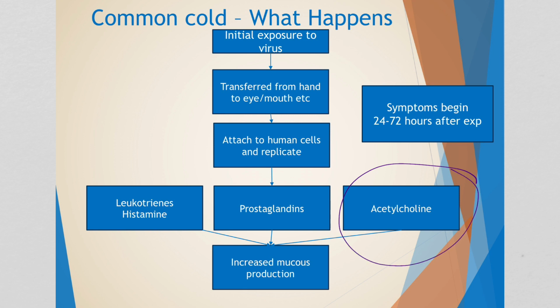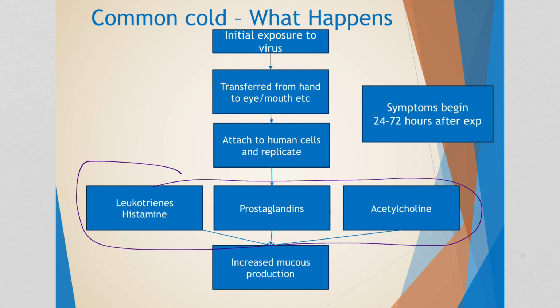Oftentimes when we're exposed to a virus, particularly that virus which causes the common cold, acetylcholine actually gets released, and acetylcholine will bind to cholinergic receptors within the nasal pathway, in the respiratory pathway, and also stimulate the release of mucus in those 2 pathways, right? So when we're congested, when we have that runny nose, oftentimes we can blame these 4 chemical mediators for starting that process, but it's acetylcholine that's going to be most present in the common cold and be most responsible for increasing mucus production, right?